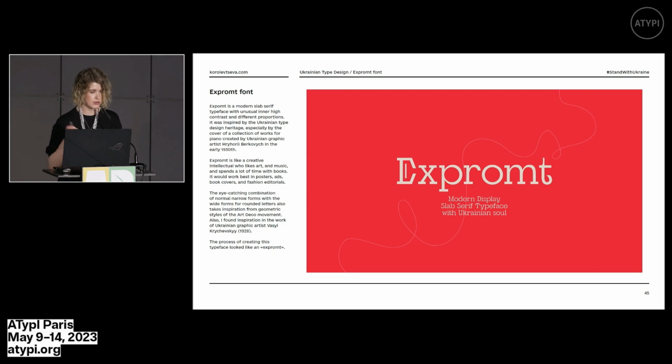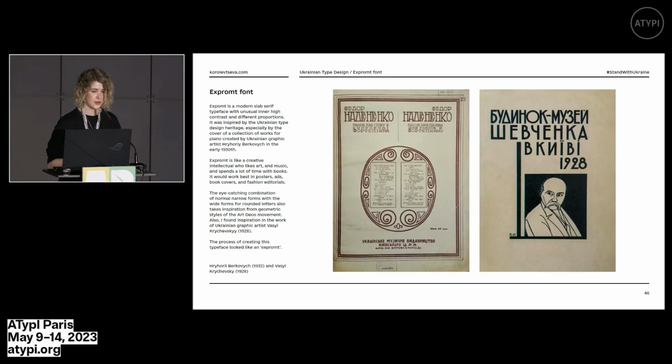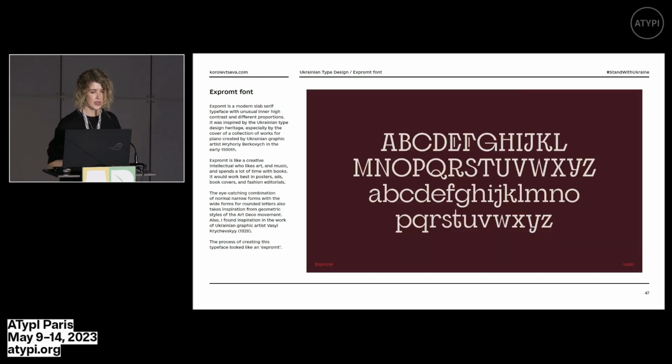Maybe you know, always in progress, always, or on pause. So Exprompt is a modern display slab serif typeface with Ukrainian soul, with inner contrast. And I was inspired, as I already showed you, by Grigory Berkovich, a cover from 1932, and by the work of Vasil Krichevsky from 1928.